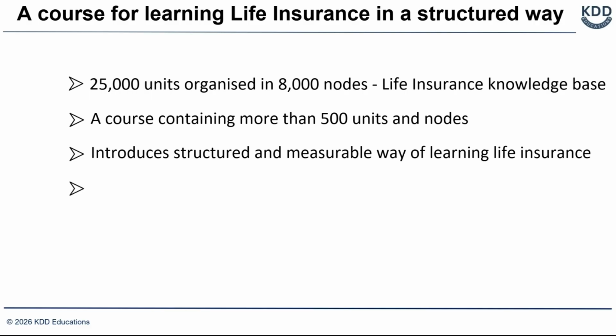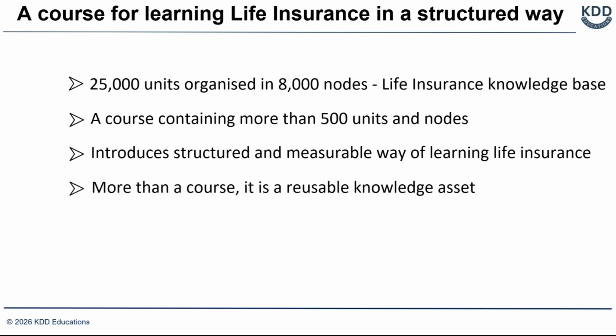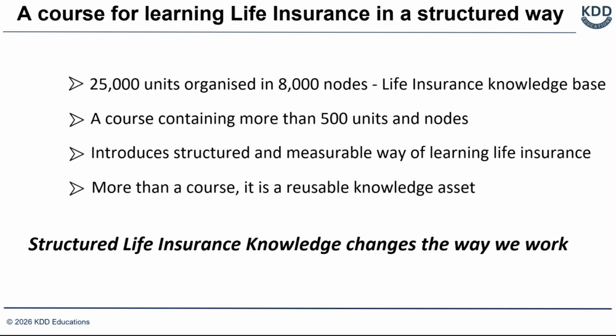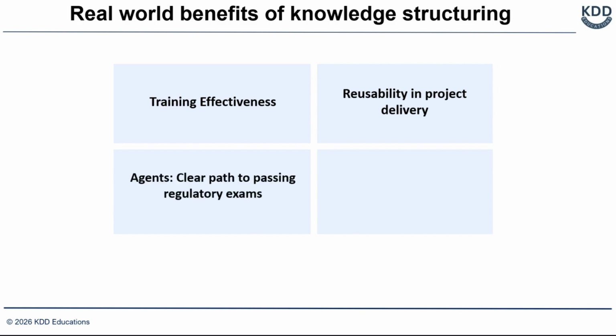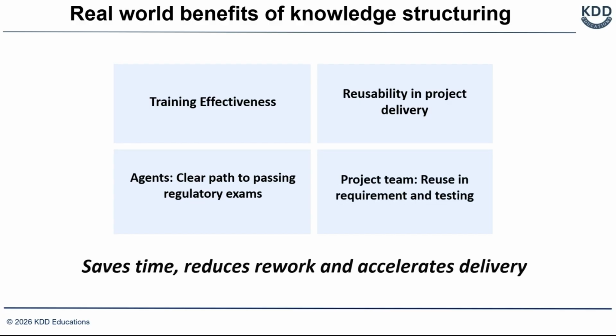This is not just a course, but a knowledge asset blending learning management, application lifecycle management, and knowledge management. When knowledge is organized this way, it significantly improves how professionals understand and work with life insurance. Structured knowledge not only increases training effectiveness, it becomes a reusable asset for project delivery as well. Life insurance agents can use it to pass regulatory exams. Project teams can reuse it in requirements and testing. It saves time, reduces errors, and accelerates delivery.